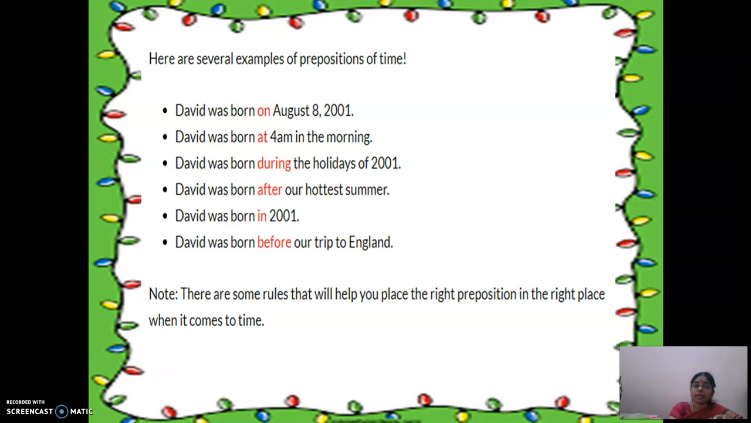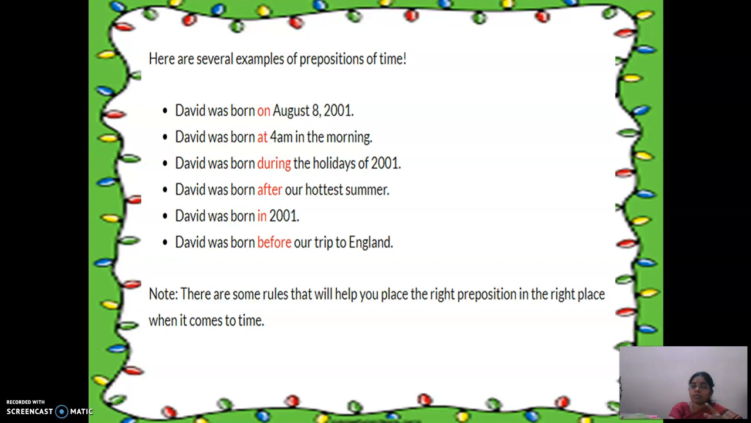David was born on August 8, 2001. David was born at 4 a.m. in the morning. David was born during the holidays of 2001. David was born after our hottest summer. David was born in 2001. David was born before our trip to England.